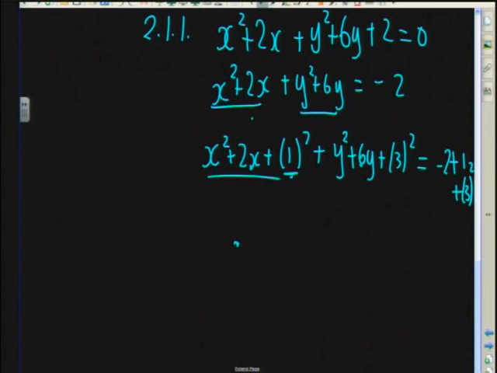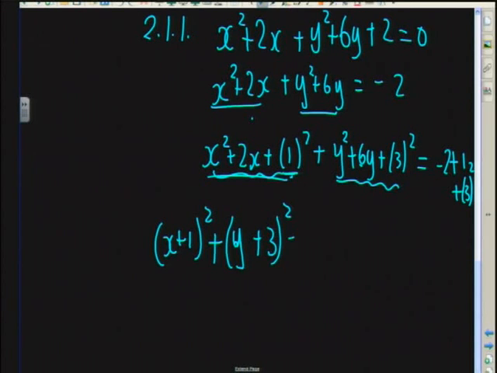So complete the square with the x part of the expression. You're going to get x plus 1 squared. So I've simply just factorized x squared plus 2x plus 1. That gives me x plus 1 squared. Factorize y squared plus 6y plus 9. That will give me y plus 3 squared is equal to, we've got minus 2 plus 1, which is minus 1.